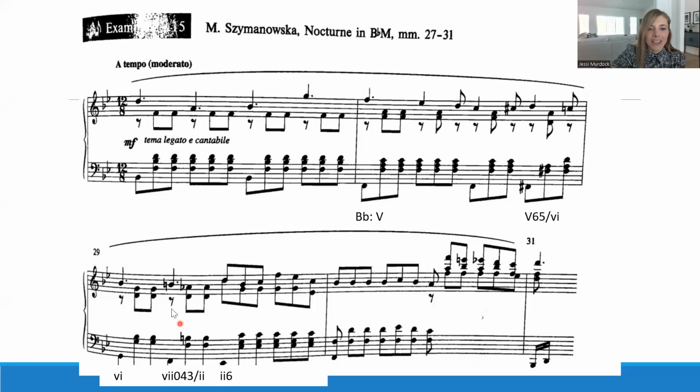So this one though was inverted, right? Because B is actually the root. So B, D, F. The 5th is in the bass, which meant 4-3 inversion, and then of 2, showing us that we are going to a 2 chord next.